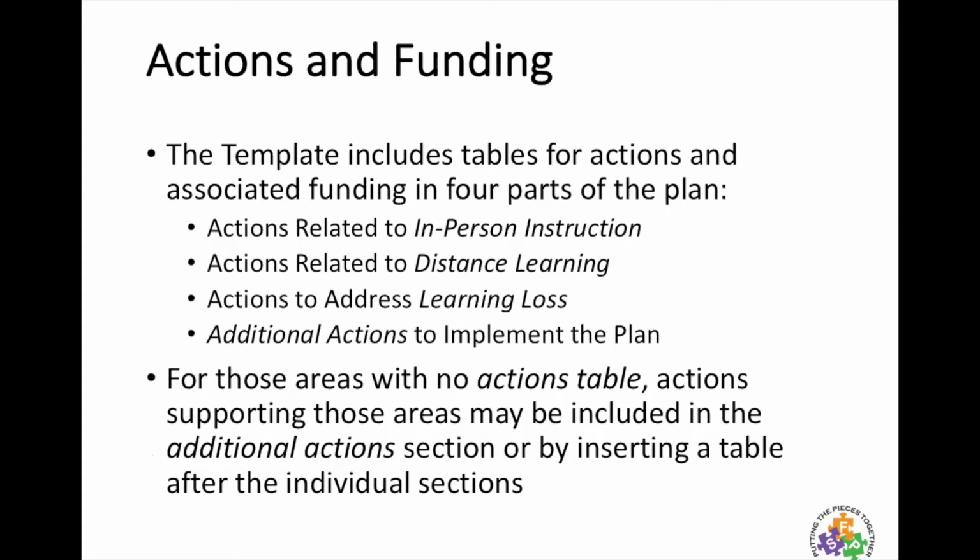You'll find the template has 4 different places with tables for identifying actions and associated budgeted expenditures. 3 of the tables are related to specific sections of the plan. So you'll find a table under actions related to in-person instruction, those related to distance learning, and actions related to learning loss. In addition, there's one other table that says additional actions. LEAs can include actions there and expenditures for those areas that aren't addressed in the other tables.